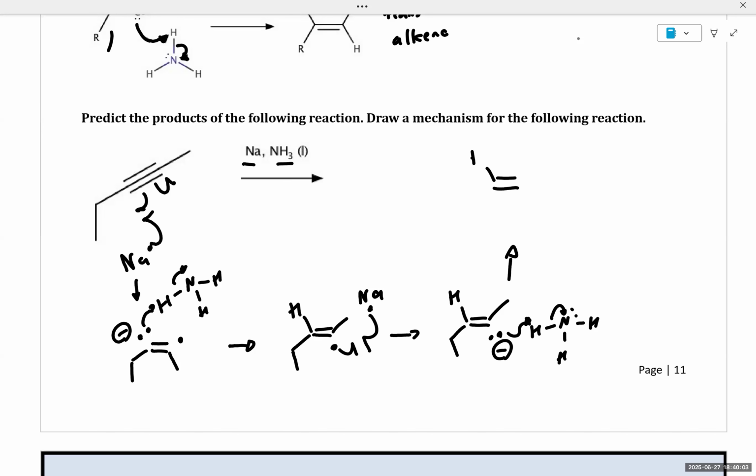And with that, we get the corresponding trans alkene. And in this case, we have the E-alkene product. So we have two complementary methods once again to make a cis versus a trans alkene. Hydrogenation with Lindlar's catalyst gives us the cis alkene. Dissolving metal reduction gives us the trans alkene.